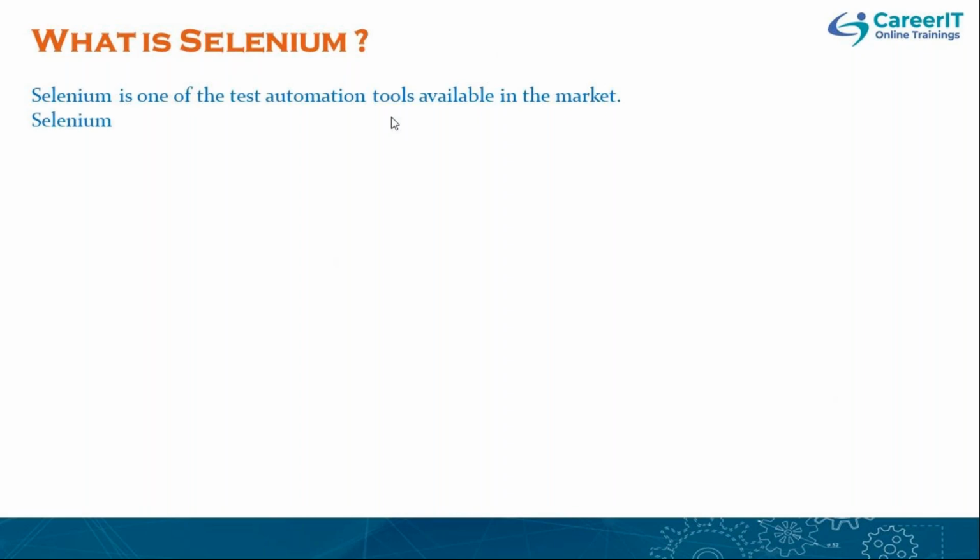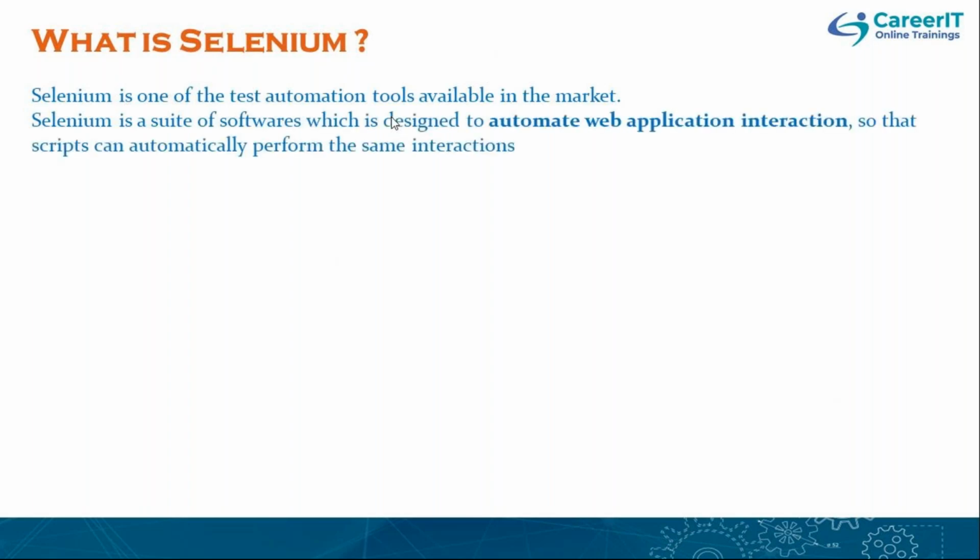And it is not a single tool, guys. It is a suite of software, or nothing but a group of software. It has four components. It is not a single tool, it has four components, which is designed to automate web application interaction. The main thing here for Selenium is that it is going to automate web application interactions, so that scripts can automatically perform how a real user interacts.